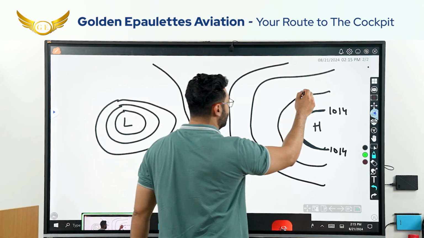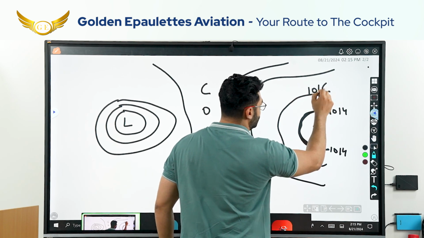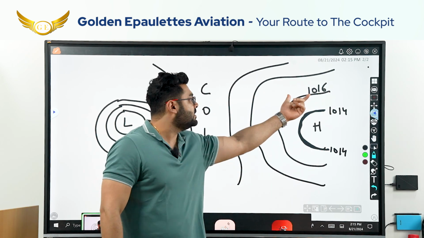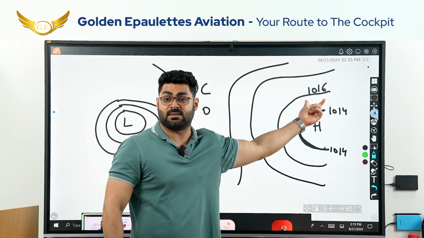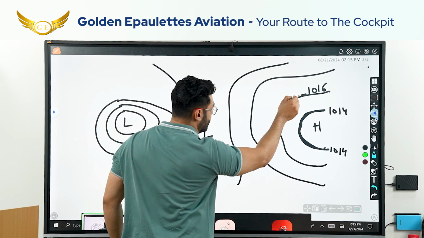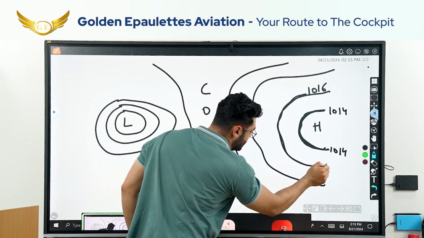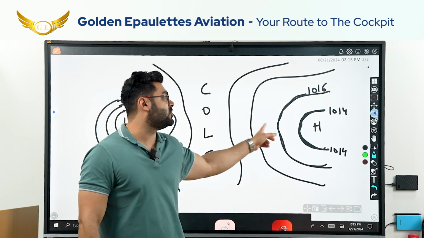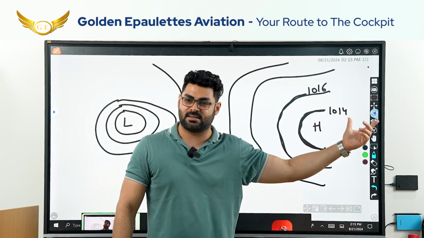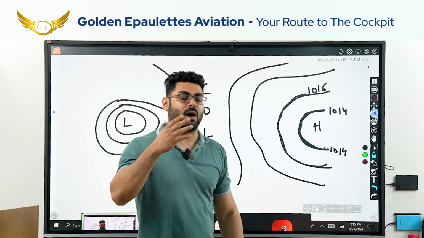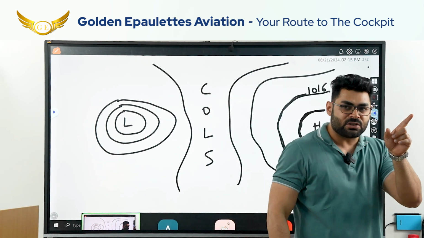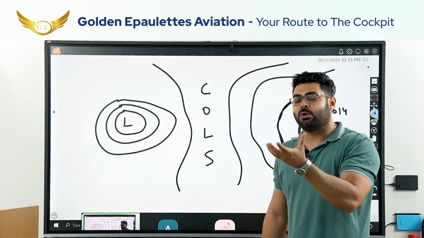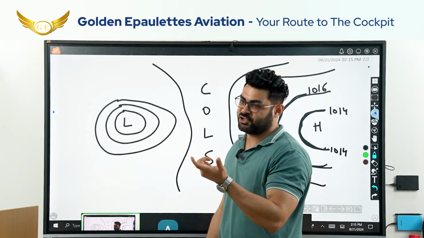For example, again, if this is 1016, so it doesn't mean that only in this area pressure is 1016. That means this whole isobar, this whole line, this whole area has a pressure of 1016. This is an example I'm showing. The whole pressure will be 1016. This is how isobars work. So isobars are nothing but lines which are drawn on the chart which show you places of equal pressure.